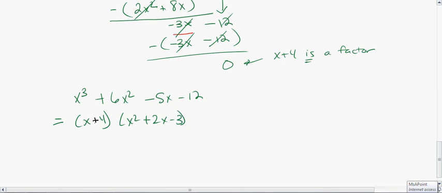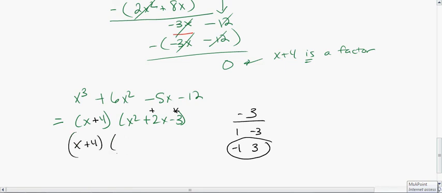What about the x squared plus 2x minus 3? Can I think of two things that multiply to give us negative 3 and add to give us 2? Well, let's see. Factors of negative 3 would be 1 and negative 3, or negative 1 and positive 3. Yeah, this would give us 2. So let's rewrite it. X plus 4 and x minus 1 times x plus 3. So now I've factored it again.